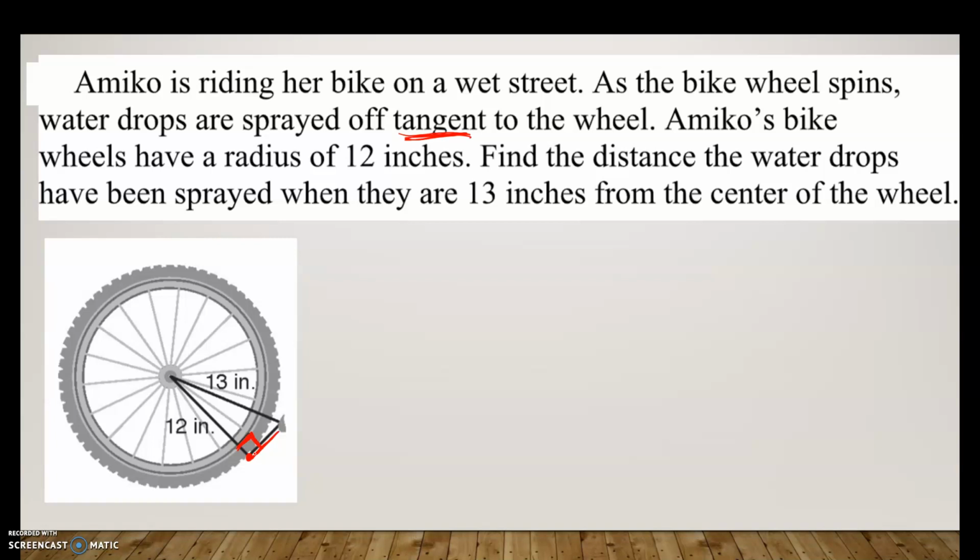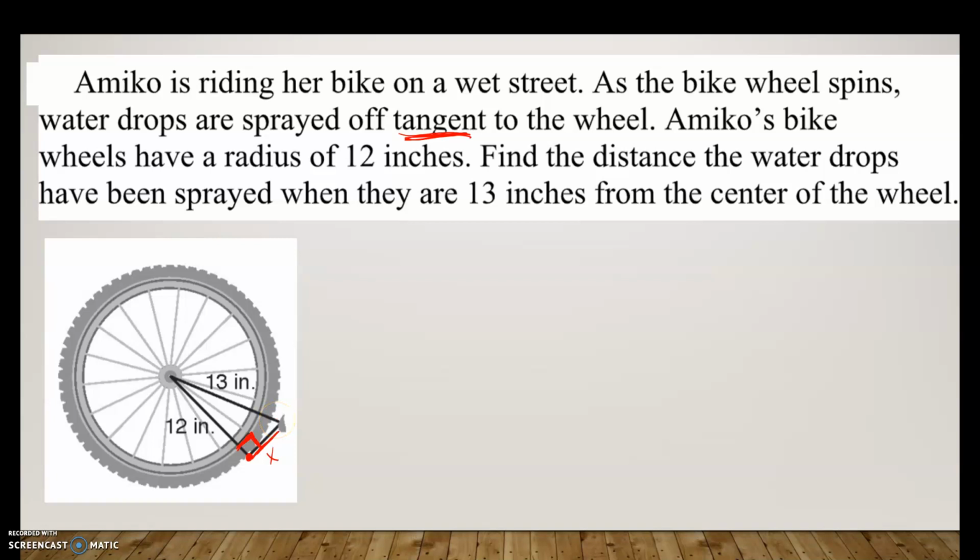Amiko's bike wheels have a radius of 12 inches. We want to find the distance, this guy right here, that the water drops have been sprayed when they are 13 inches from the center of the wheel. So 13 inches away, that's where this 13 comes from right here. This is not a radius because it's going to keep on going on the outside here. We want to figure out what that value of x is.